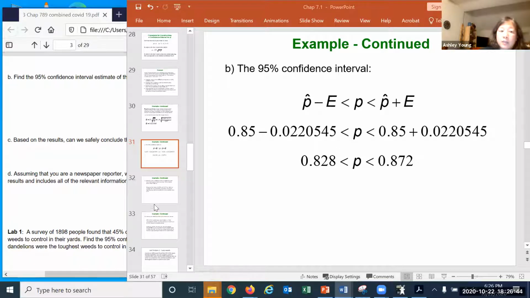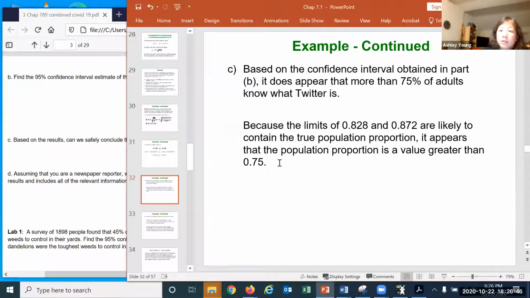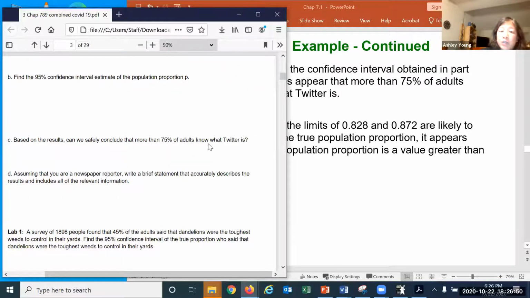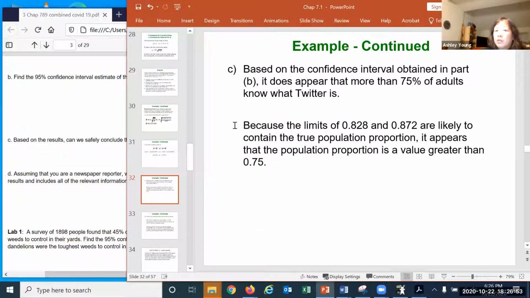And then next is C. Based upon the results, can we conclude that more than 75% know what Twitter is? So yes, it does appear that more than 75%. You'd say yes. Why? Because the interval 0.828 to 0.872 is entirely above 0.75. So that should be your answer for C that you've written down here.